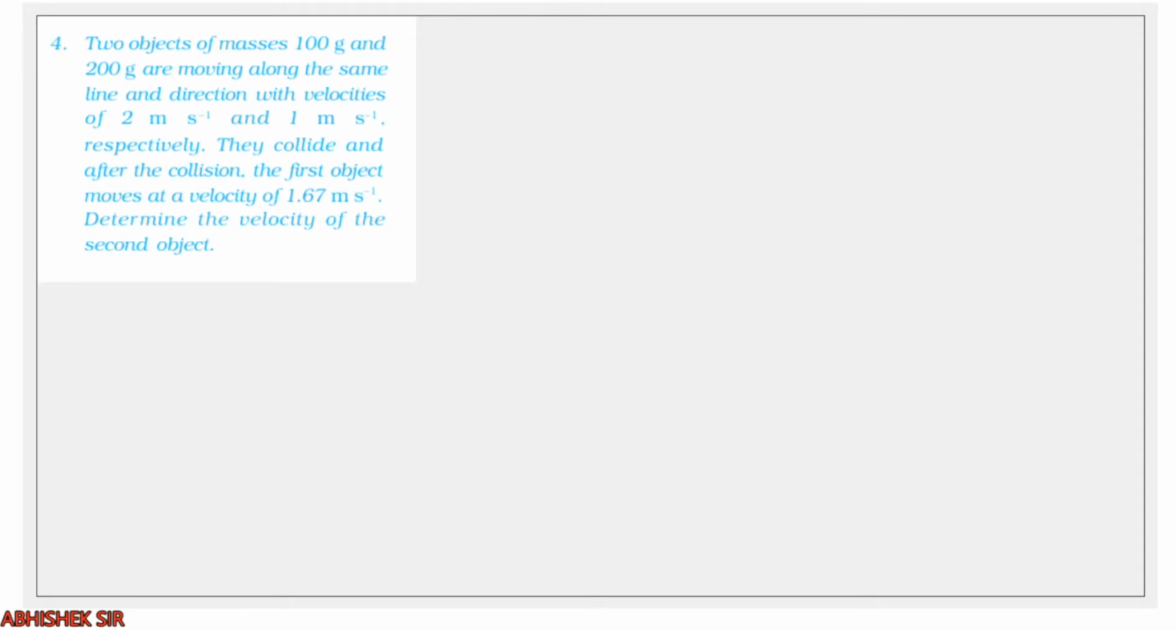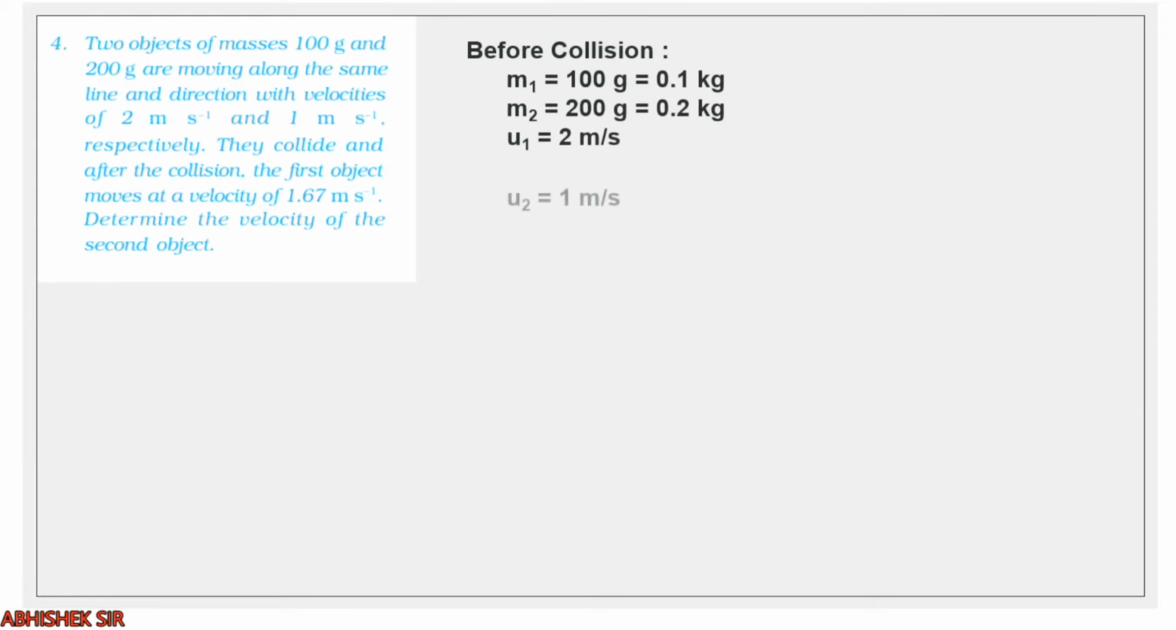Now, a similar type of question, the last one: two objects of masses 100 gram and 200 gram are moving along the same line and direction with velocities of 2 meter per second and 1 meter per second. So this is the initial situation. Now they collide, and after the collision, the first object moves with a velocity of 1.67 meter per second. We just have to find the velocity of the second object. Again there will be two cases: before colliding and after colliding. So let us make the given list. Before collision, M1 is 100 gram, 0.1 kilogram, M2 is 200 gram, 0.2 kilogram, U1 is 2 meter per second, U2 is 1 meter per second.